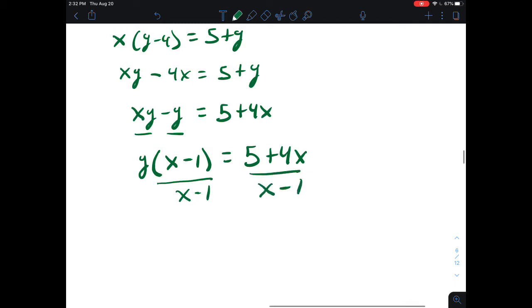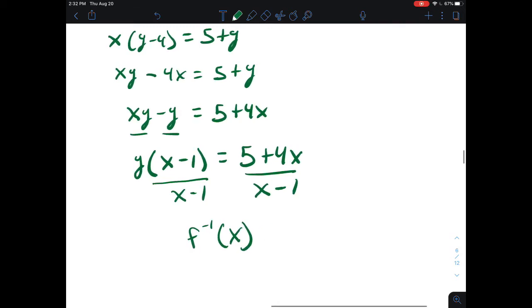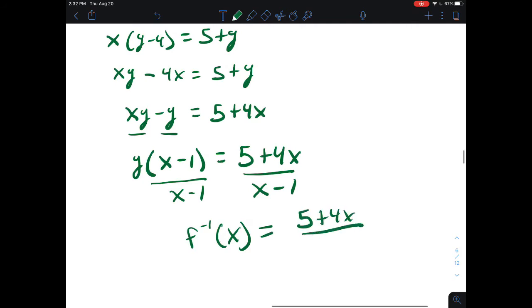And so our inverse function, which is what y is representing, is equal to, fix that equal sign, is equal to 5 plus 4x over x minus 1.